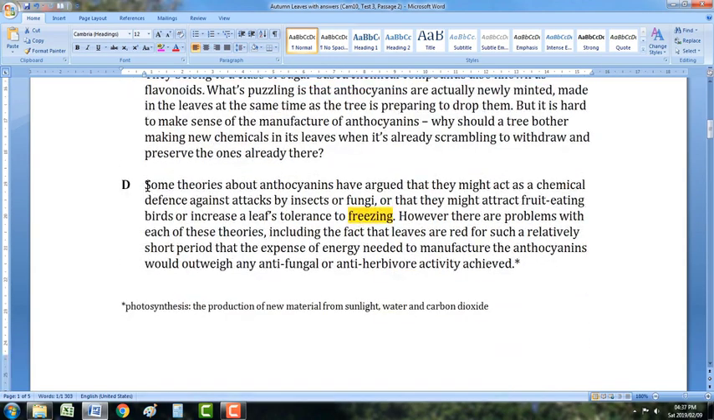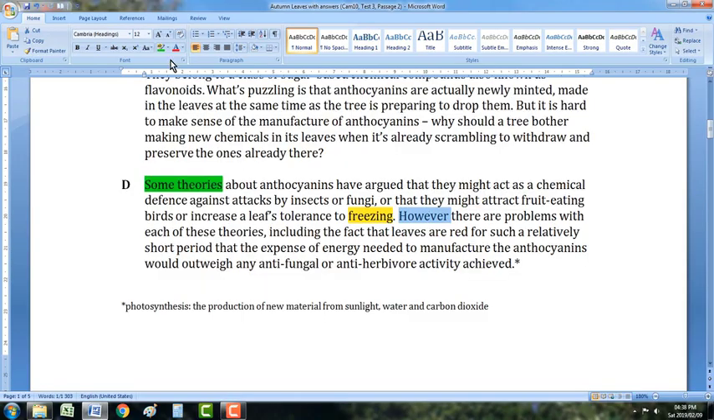So some theories about these red pigments have argued that they might act as chemical defense by insects or fungi, or that they might attract fruit-eating birds, or increase a leaf's tolerance to freezing. So they've given some theories. Let's just do the linking language. How many theories did they give? 3. 1, act as chemical defense. 2, attract fruit-eating birds. 3, increase tolerance to freezing. So it's a list sentence. 1, 2, 3 things, 3 theories.